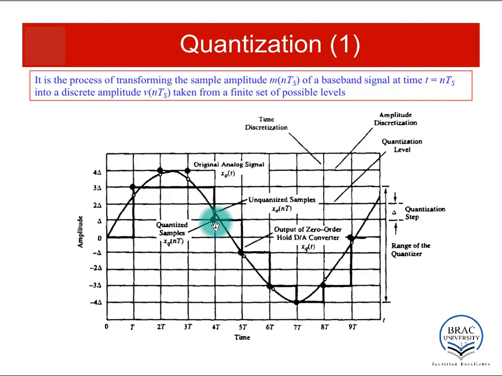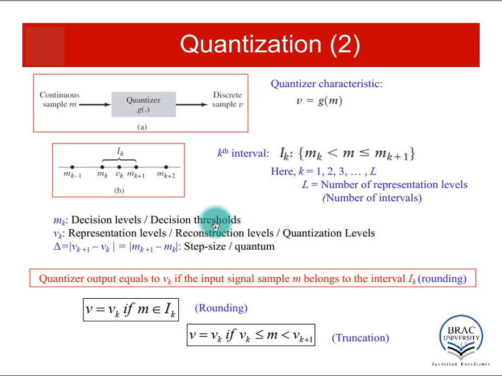Now let's move on and see what's up next. Okay, so in this slide, the quantization process is described somewhat mathematically. Let's say we have a continuous sample m. What is a continuous sample? After sampling a signal, we have taken some samples from the original signal, and those were continuous in amplitude. There was no restriction that this amplitude cannot be 5, cannot be 10, no restriction. That is what we are calling continuous sample m.